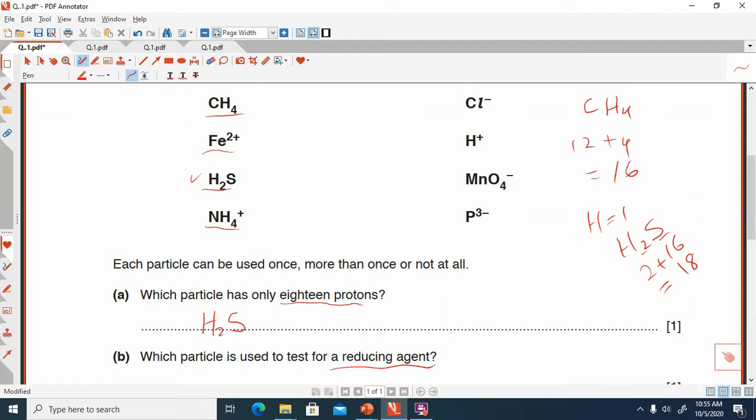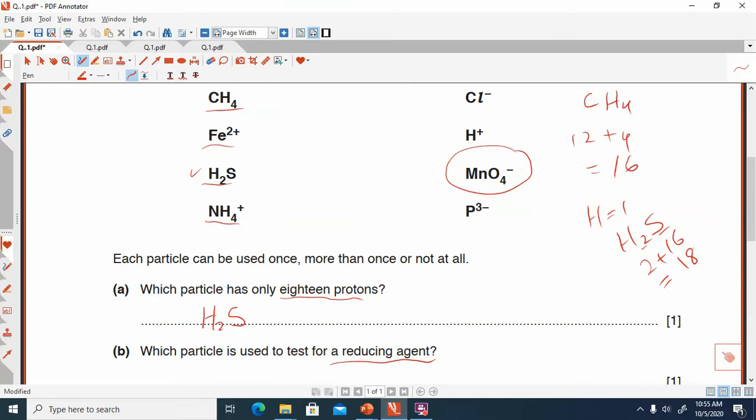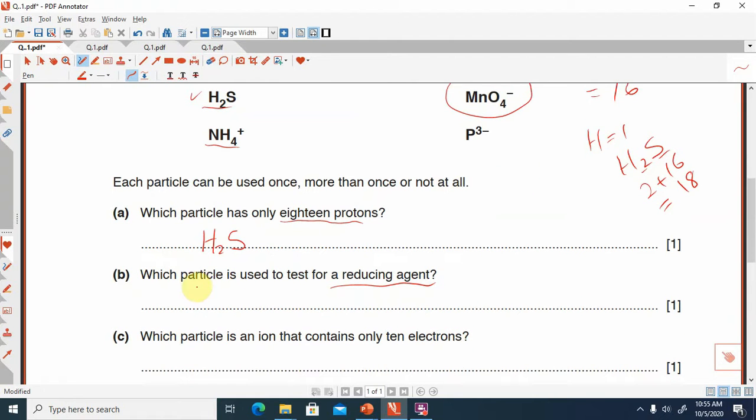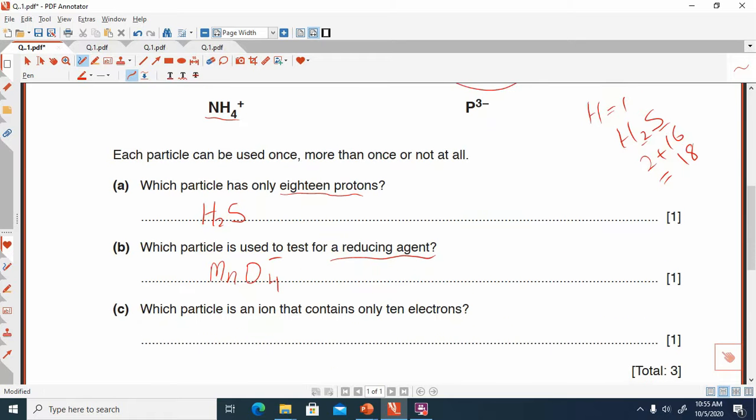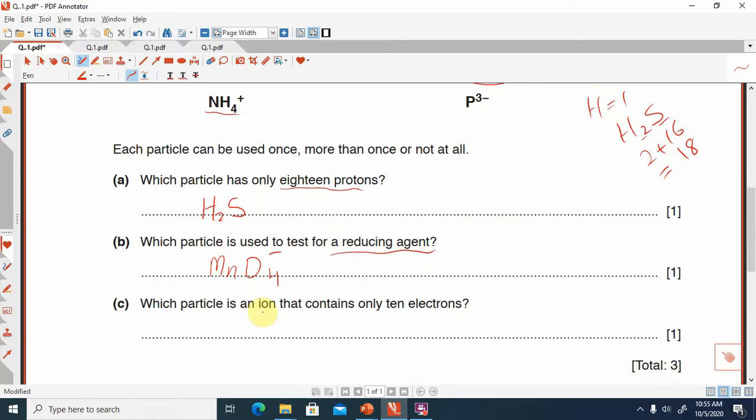Then the second part, B, is which particle is used to test for a reducing agent, right? And for the reducing agent, you know that there must be an oxidizing agent. So the oxidizing agent is KMnO4. Look here, manganate is there. So you will write that the ion that will be used as a test for a reducing agent is MnO4 minus.